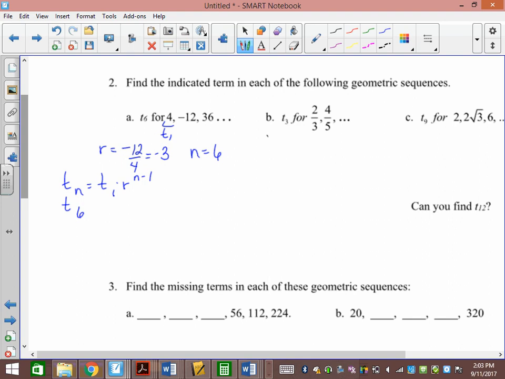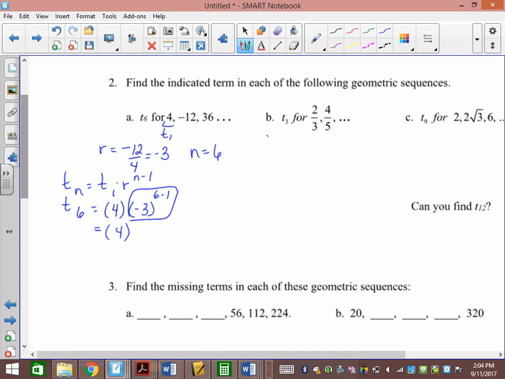So term 6 equals term 1, which is 4, and then r, which is negative 3, to the 6 minus 1. The catch is that the exponent is only to the r. The exponent isn't to the t1 as well. You'll do r to that exponent, and then you'll multiply that by t1. So we're going to get 4, and then this would technically be negative 3 to the 5.